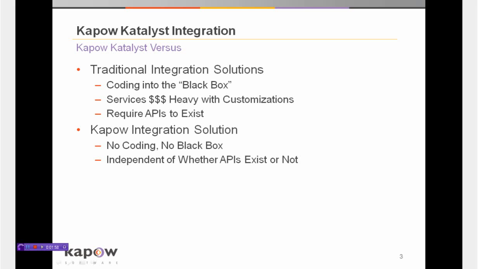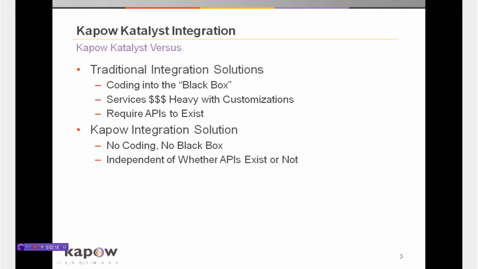Traditional integration solutions also require that APIs exist. There needs to necessarily be a programmatic interface to either the source or target systems, or if it's bidirectional, the source and target systems switch. But in either case, these integration solutions require APIs to exist.